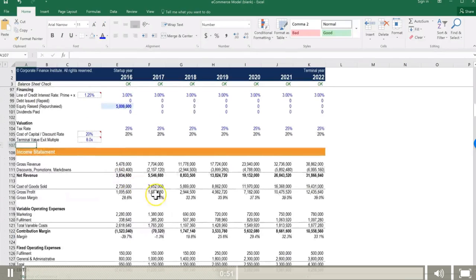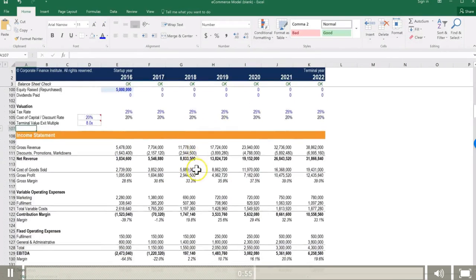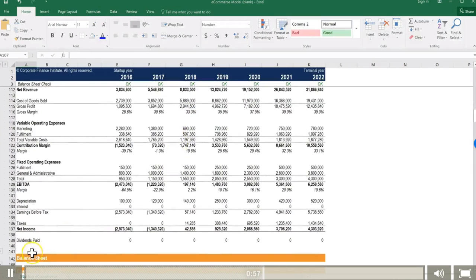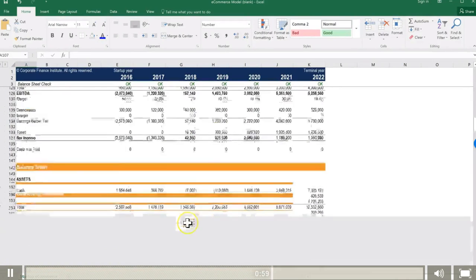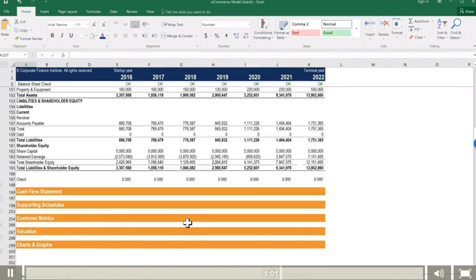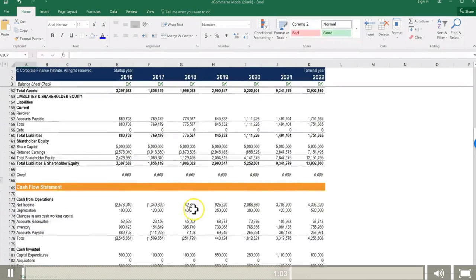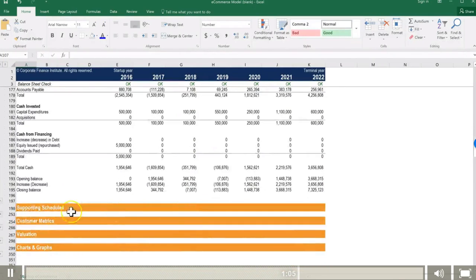You'll notice that I have made formulas black color font and inputs blue color font. Everything from the income statement down is all black and is entirely formula based. I'm going to expand each of these so you can get a sense of what we're going to build here.